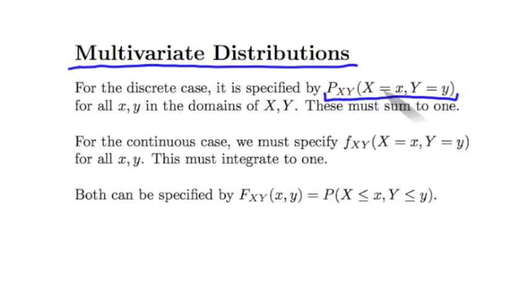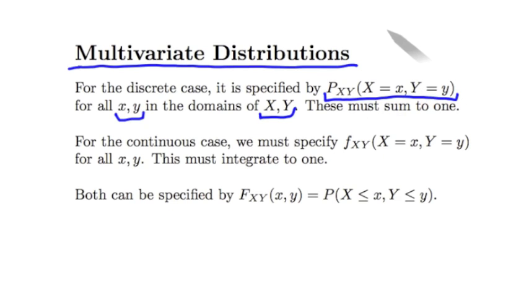Now for the discrete case, the multivariate distribution is specified just like we were specifying p of X equal to x for the case of a one-dimensional PMF. Here we just have to specify p_XY of X equal to small x and Y equal to small y for all x and y in the domains of capital X, capital Y. The entire set of such values must sum to 1.